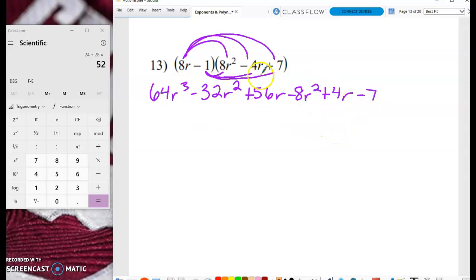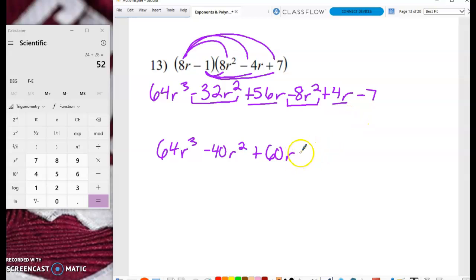So same as last time, let's find like terms. There's a lot more going on, so I'm going to rewrite my solution as I go. 64r cubed has nothing to combine with, so 64r cubed goes in my final answer. Negative 32r squared and negative 8r squared are going to combine to be negative 40r squared. And then we have 56r plus 4r, that's going to be plus 60r. And then the minus 7 is by itself. So this is my final answer.